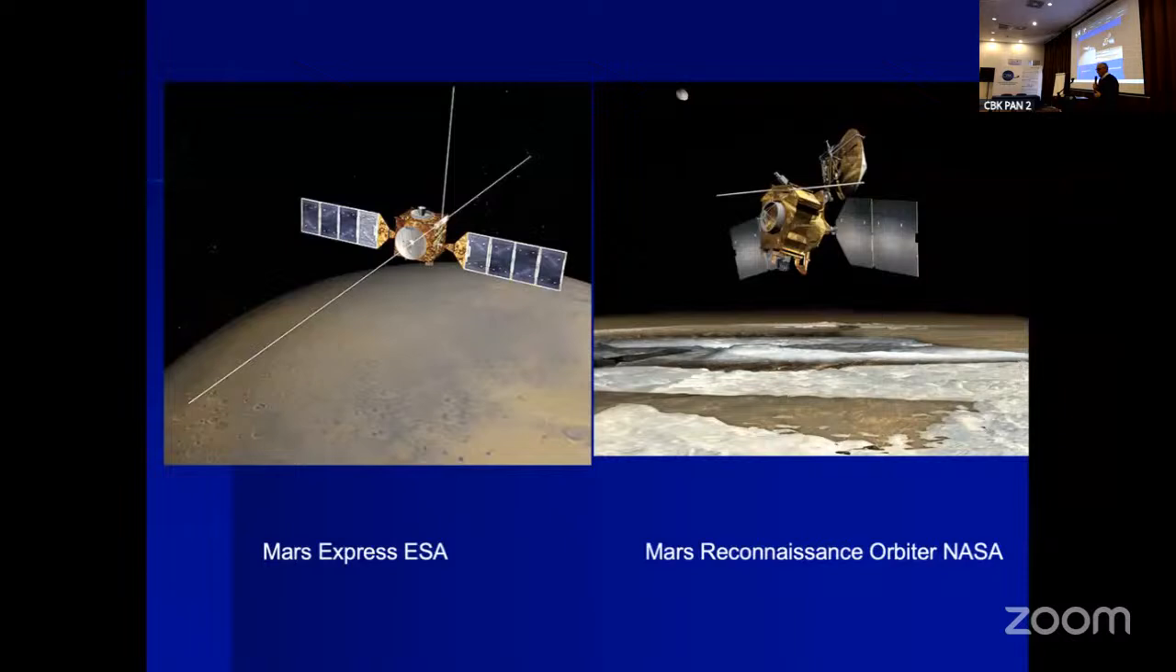Here you will see two missions which are now on Mars. One is Mars Express, another is Mars Reconnaissance Orbiter. On these two missions, we have two radars. One is MARSIS here. The antenna is very big, a 40-meter antenna. And here there is the SHARAD radar, which has a smaller antenna of 10 meters. And these radars have been working for 20 years, one can say.